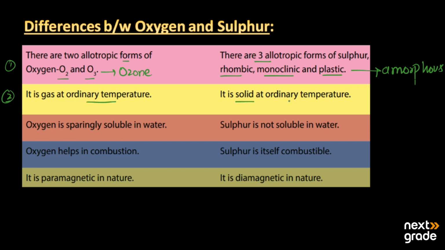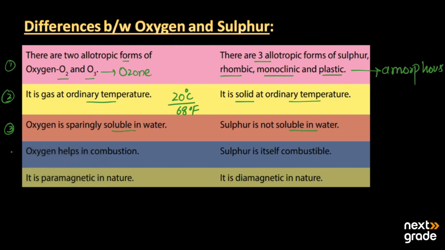The second difference: oxygen is a gas at ordinary temperature, but on the other hand, sulfur is solid at ordinary temperature, and the ordinary temperature here is almost 20 degrees Celsius or 68 degrees Fahrenheit. The third difference: oxygen is sparingly soluble in water, but sulfur is not soluble in water. So this is the basic difference between their solubility.